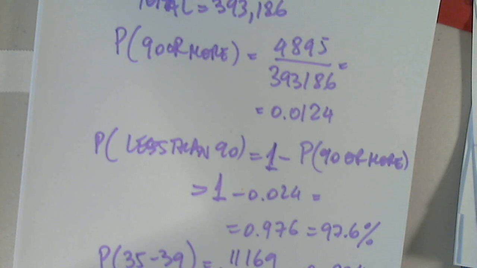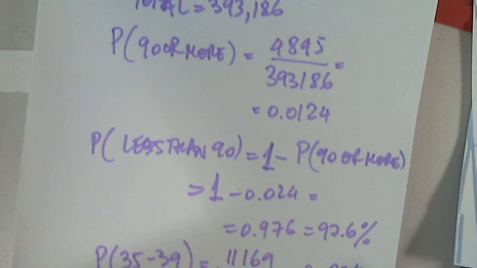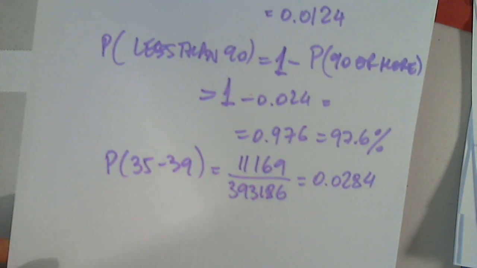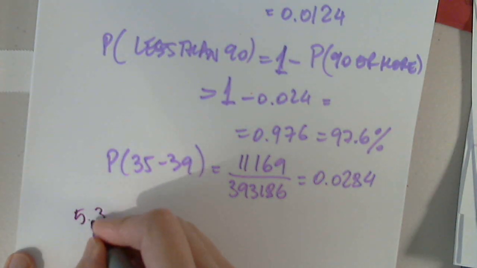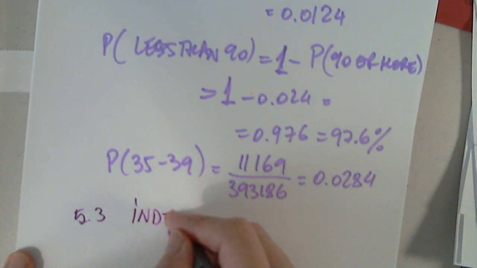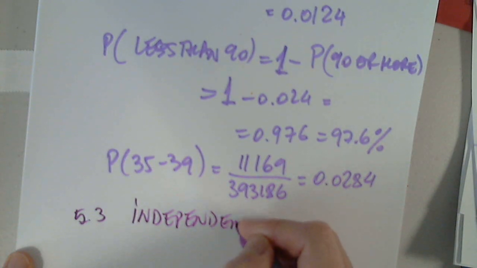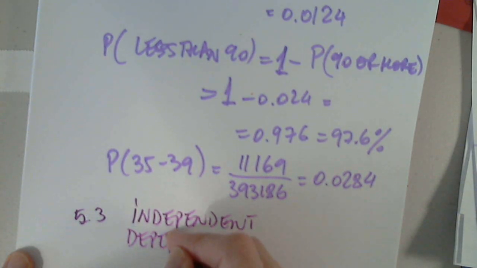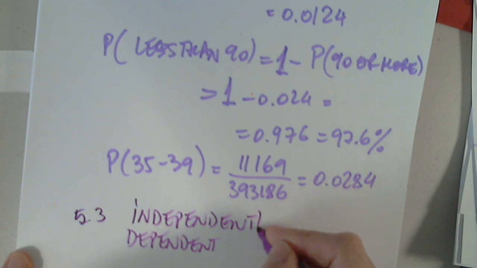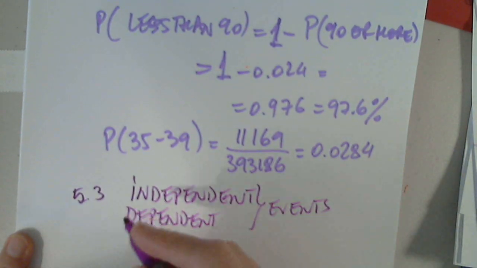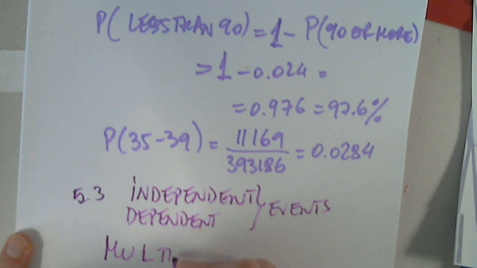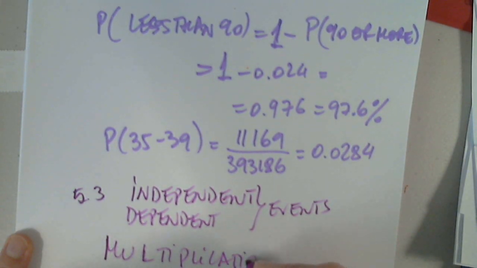Finally, the last section of chapter 5, in which we're going to talk about independent, dependent events, and the multiplication rule. So section 5.3, independent or dependent events, and finally the multiplication rule.